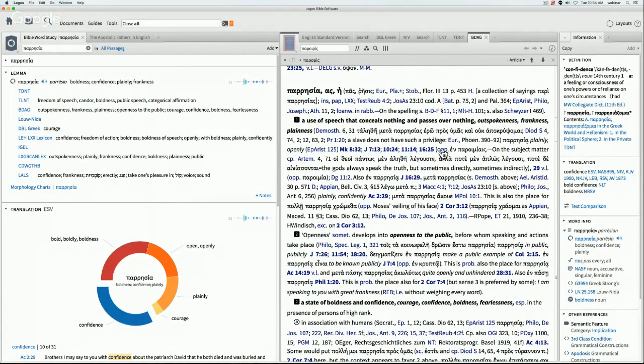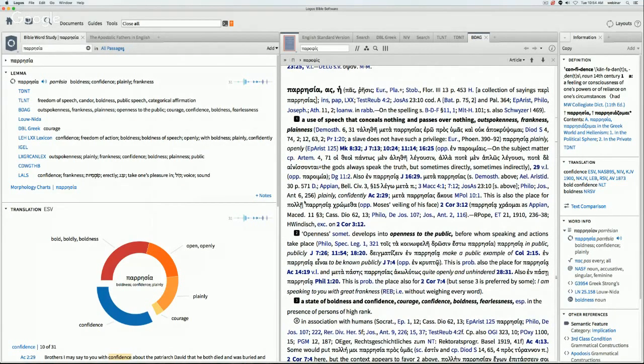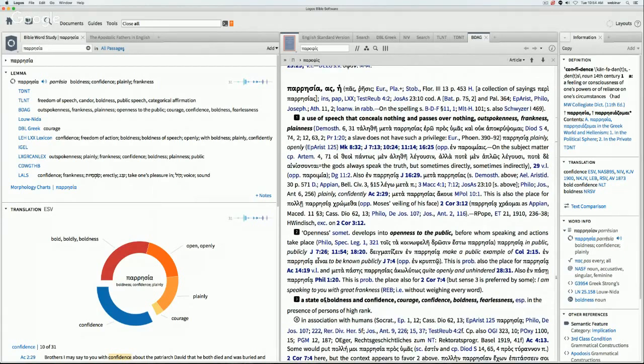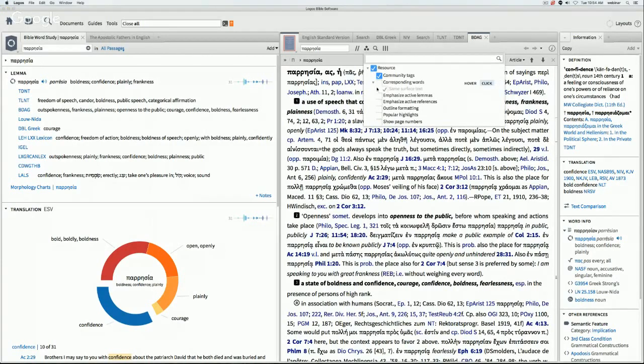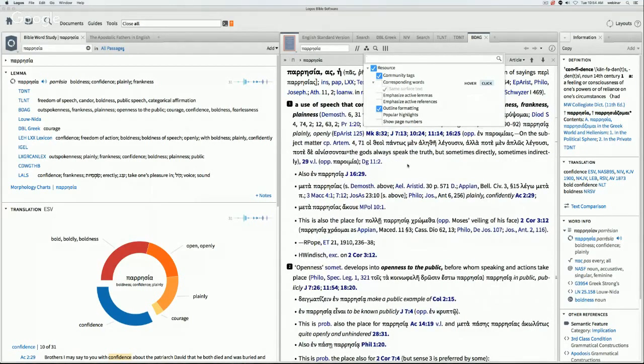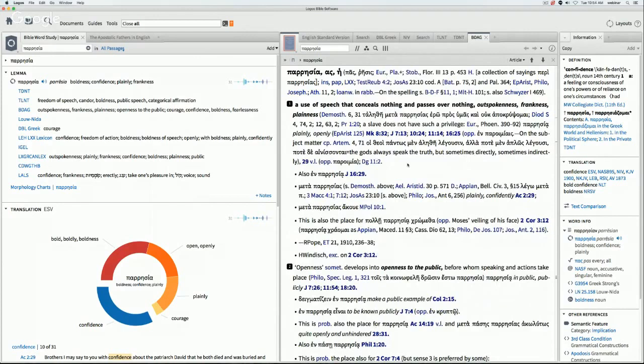Now, as you can see, there's a lot of text here. We have three different definitions, along with some subpoints, and a big block of text on the screen. I want to expand that out to outline formatting. Some of you might notice that some of your lexicons have this outline formatting to make it a little bit easier to read on the screen. In fact, you might have noticed that I had outline formatting turned on when I was looking at the Dictionary of Biblical Languages.